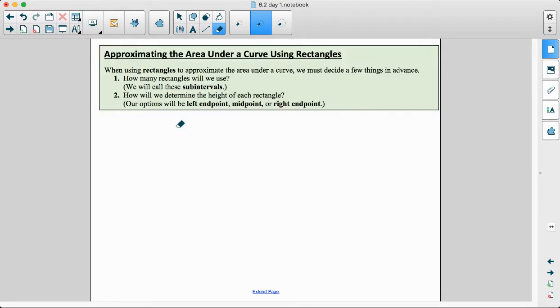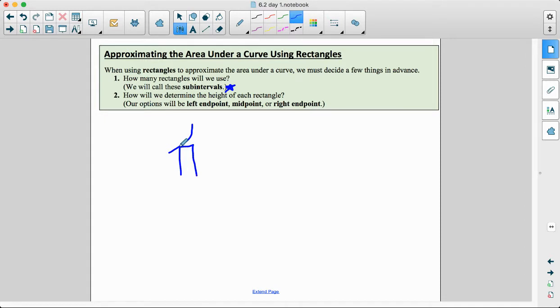All right, so to approximate the area under a curve using rectangles, we have to decide a few things in advance. How many rectangles are we going to use? And sometimes they will tell you that. They're called subintervals. So subintervals are how many rectangles we're going to use, and they will usually tell you in the problem how many to use. And then how will we determine the height of each rectangle? The height of the rectangle will be based on the corner of the rectangle that hits the graph.